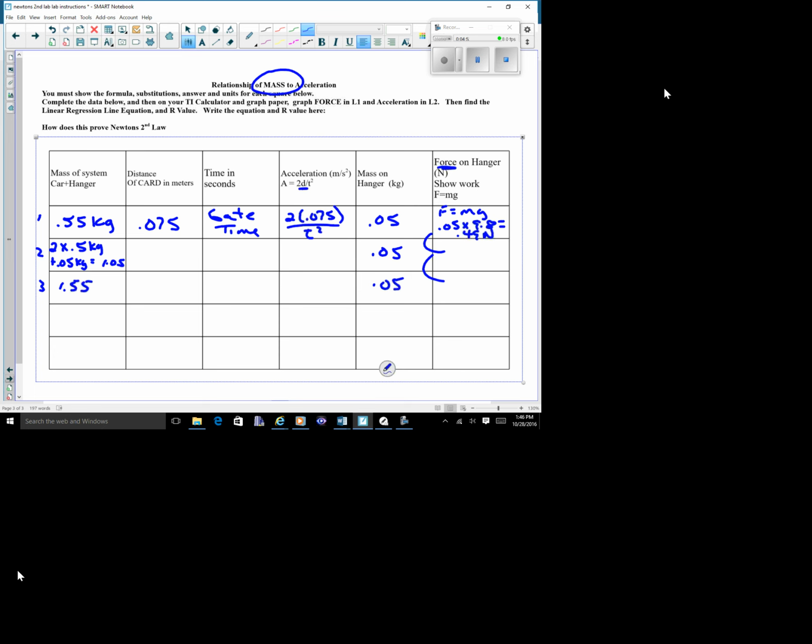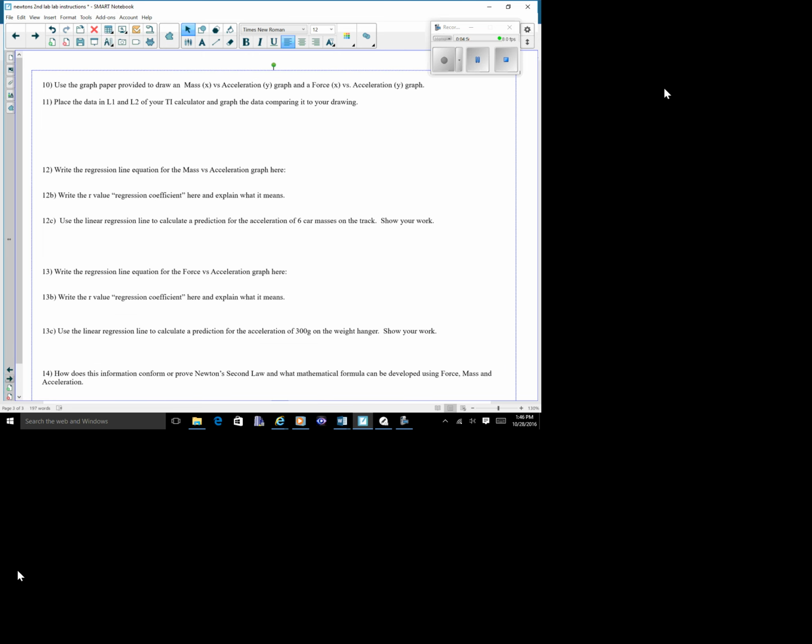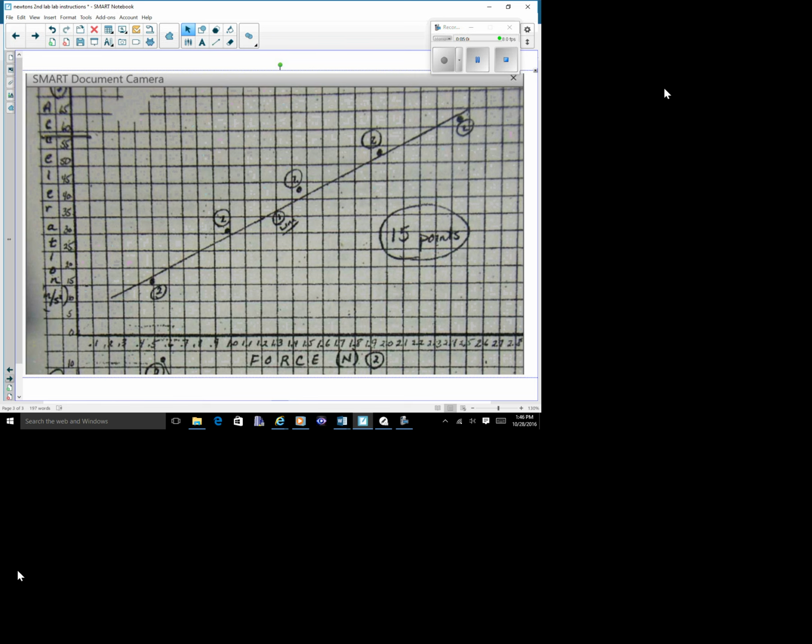I said use the graph paper to draw the mass times acceleration graph and the force times acceleration graph. So the graph paper looks like this. I want you to look at my scales and copy those scales on your paper. This one here is the force and acceleration graph. I have acceleration on the y-axis, force on the x.